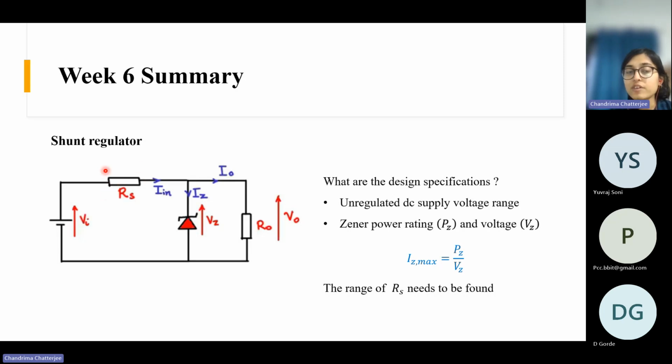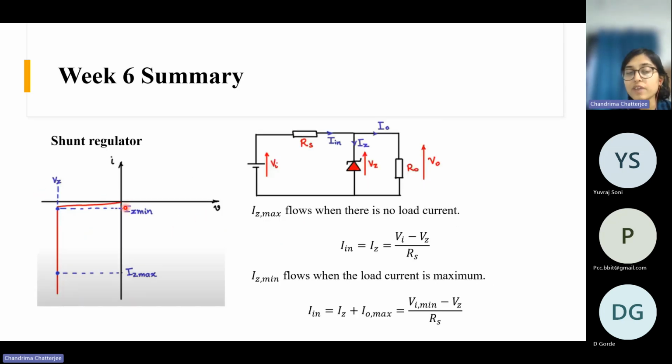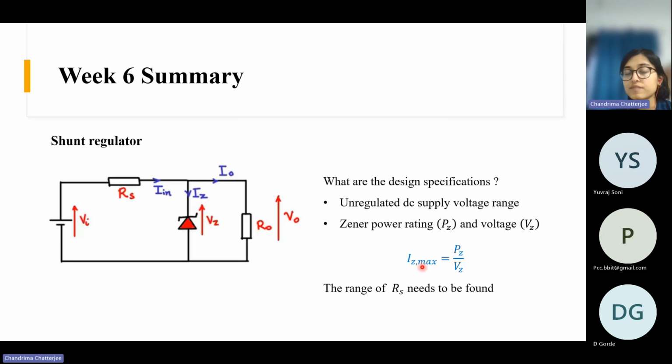What should be the value of RS so that we can restrict the IZ max within its rating, and your IZ min and IZ max are the proper values? You need to ensure your current through the Zener diode should be in this range from IZ min to IZ max, and IZ max shouldn't exceed this value. To ensure that, you need to calculate what should be the RS value, and RS also has a range. If you calculate this, you will get a range of RS as well.